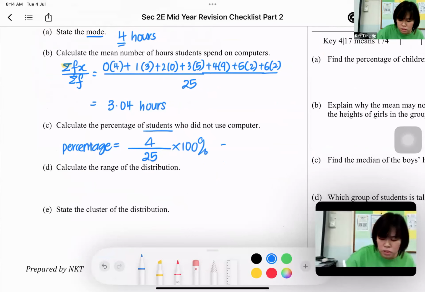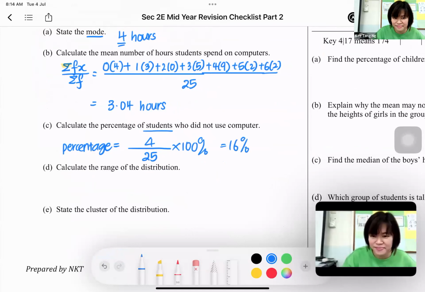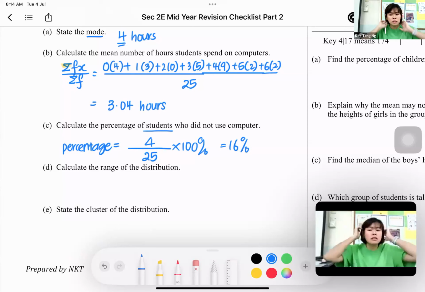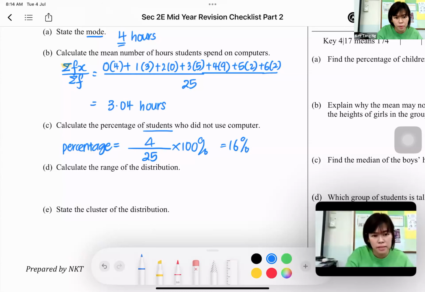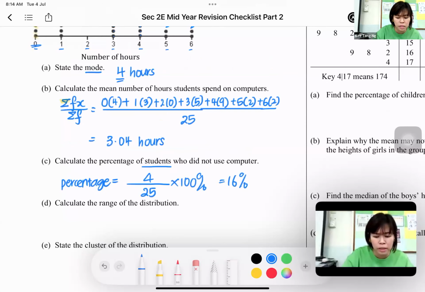And that gives me 16%. Have you gotten your answer? Next one, calculate the range of the distribution. What is the range? Range is take the maximum value minus the minimum value.